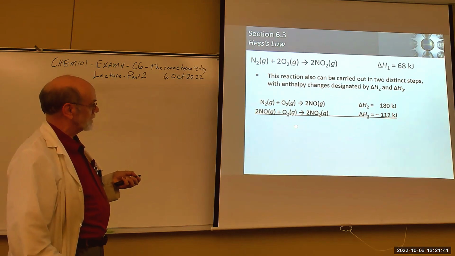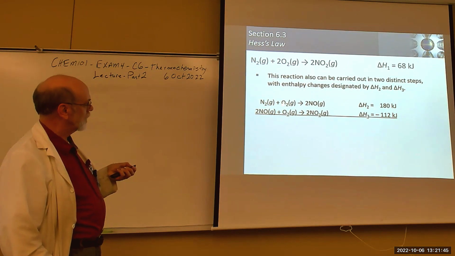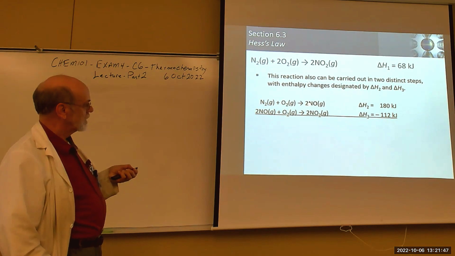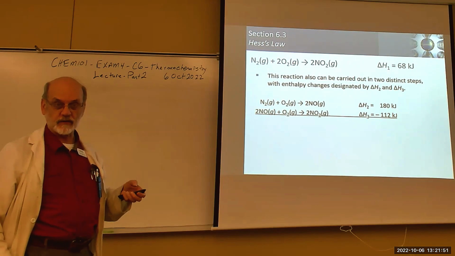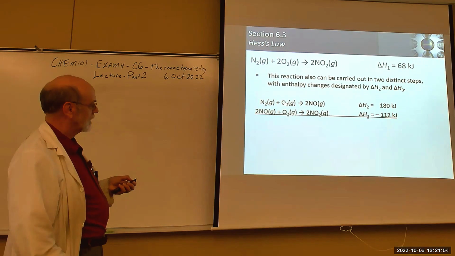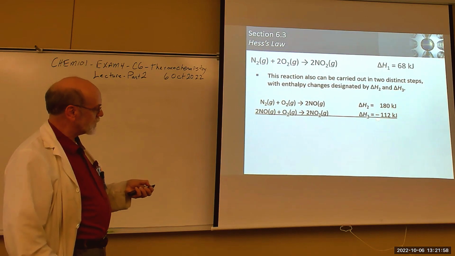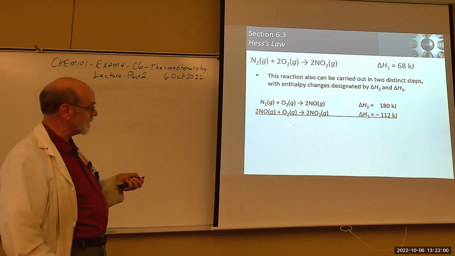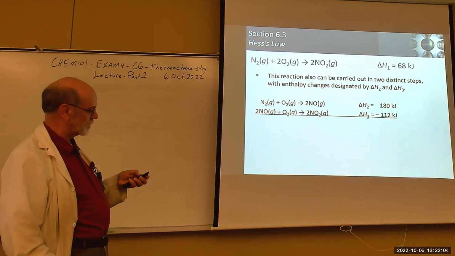And is it written correctly though? There's 1 nitrogen, there's 2 oxygens, there's 2 nitrogen monoxides on that side and 2 on that side, which means they cancel. And then we have 2 nitrogen dioxides. Okay, so with these values associated with those equations, we can add these together, get that equation, add these together, and we should get that value.